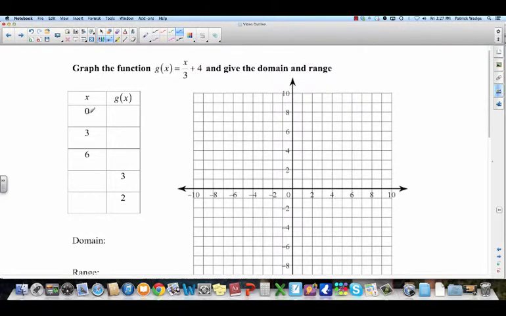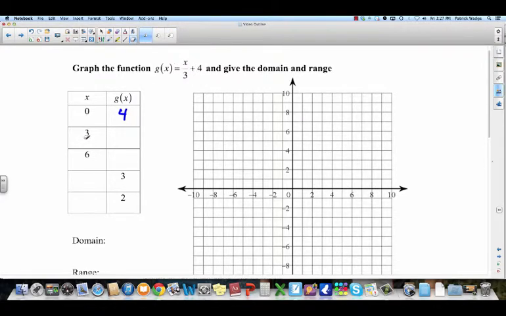Okay, so if you have an x value of 0, then what's g of x? Well, that'd be g of 0, right? If x is 0, g of 0. How do we figure out g of 0? We put 0 into this x spot right here. 0 divided by 3 is 0, plus 4 is 4. So g of 0, I guess, is 4.